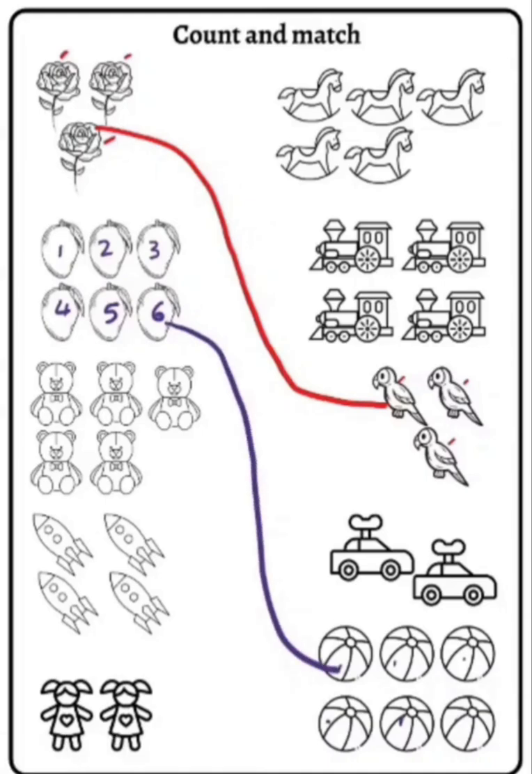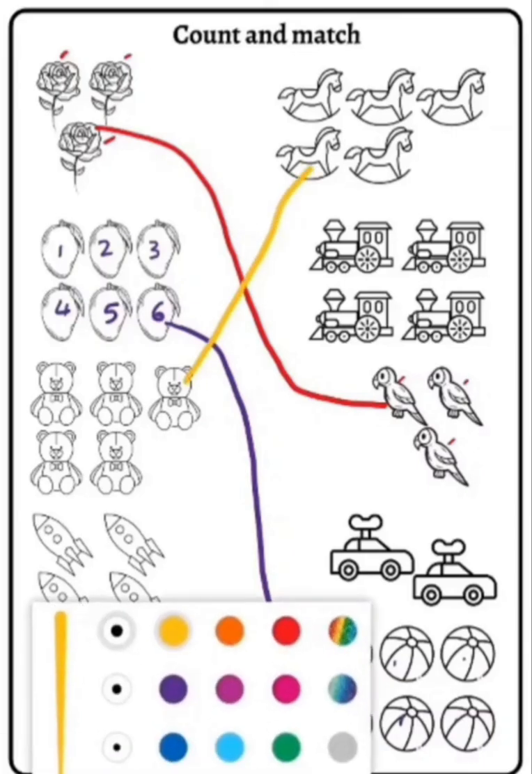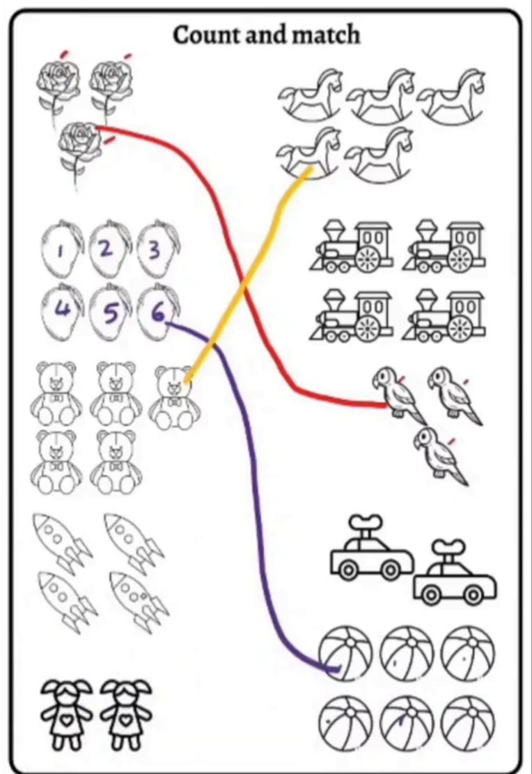Next we have 5 teddy bears. And we have 5 horses. So we will match teddy bears with horses. Next we have 4 rockets. 4 rockets we will match with the 4 engines. And lastly 2 dolls we will match with the 2 toy cars.